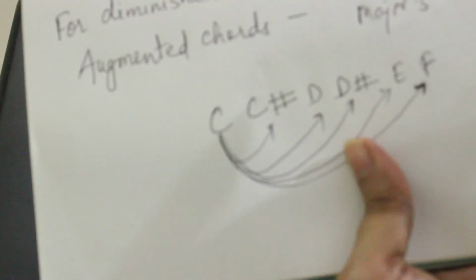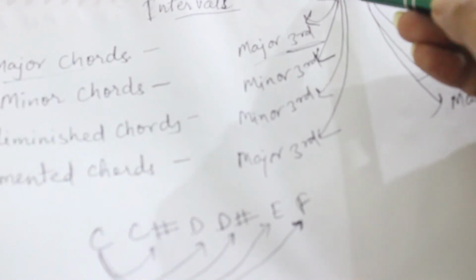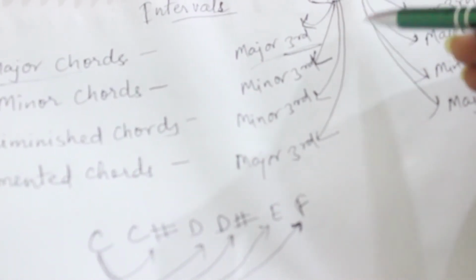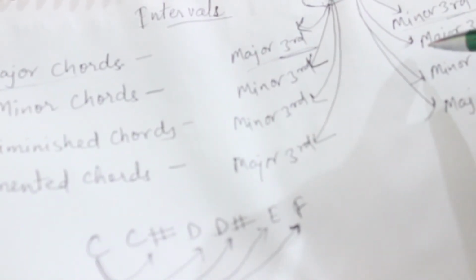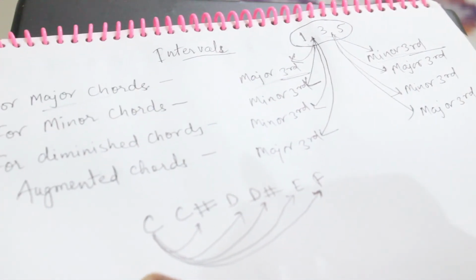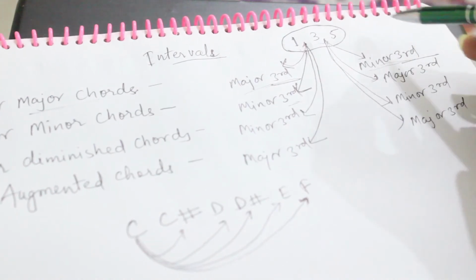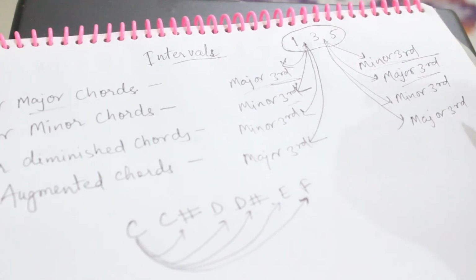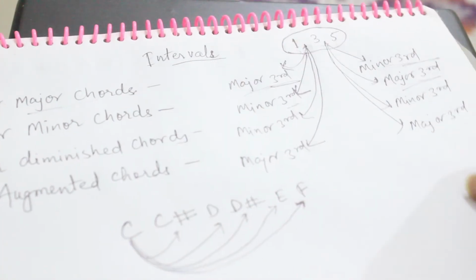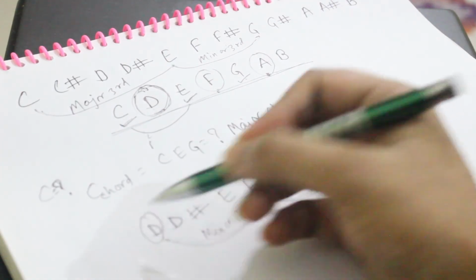So it will be a minor chord. Can you see that? For a minor chord, the interval between first and third is a minor third, and the interval between third and fifth is a major third. You can see that the criteria is already fulfilled here. So D will be a minor chord.